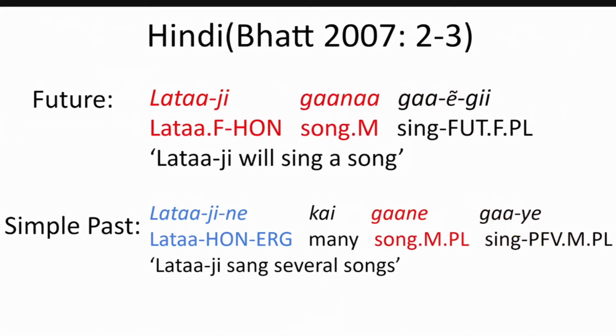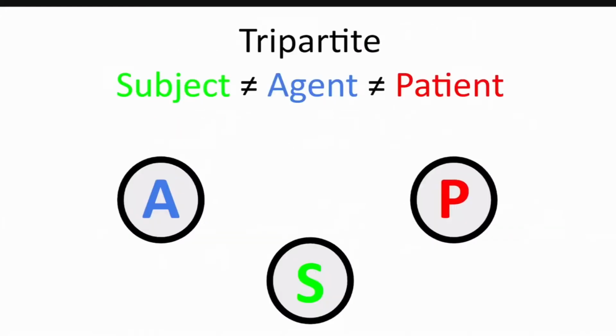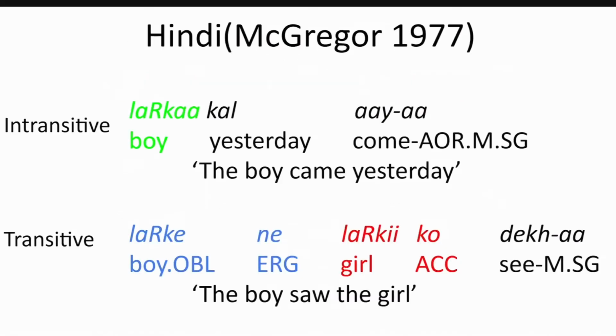We see a similar sort of system in Hindi, where in our non-perfective paradigms we have a neutral form of alignment, and in perfective ones we have ergative alignment. Interestingly, Hindi and many other Indo-Aryan languages are developing a form of direct object marking under certain environments. This has resulted in tripartite alignment in certain clauses, where the subject, agent, and patient are all treated differently.